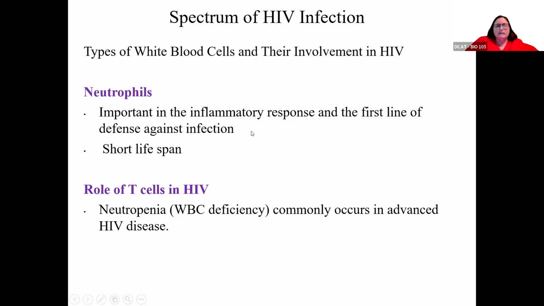And then the role of the T cells in HIV. So they can cause neutropenia, which is going to be white blood cell deficiency. Which just means low white blood cells, so you don't have as many white blood cells as you could or should. And remember in the test 1 exam information, we said WBC stands for white blood cells. And this commonly occurs in advanced HIV disease.